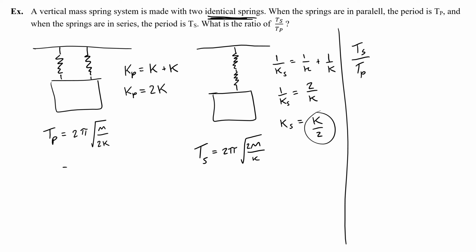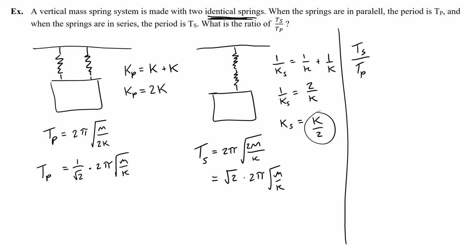So what I mean by that, for this right here, I notice that I have a root 2 on the bottom. And so if I pull out 1 over root 2, then I'll have the ordinary period equation right there. Okay, so that's my TP. And if I do the same thing over here, then I pull this 2, that's a radical 2, out, 2 pi m over k.